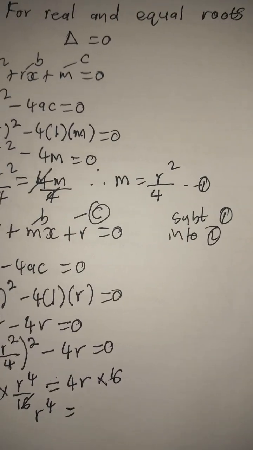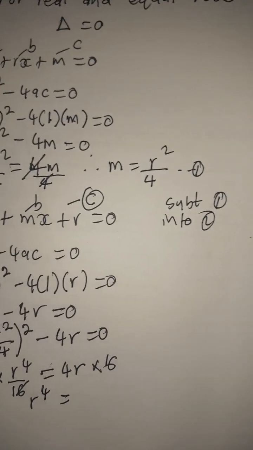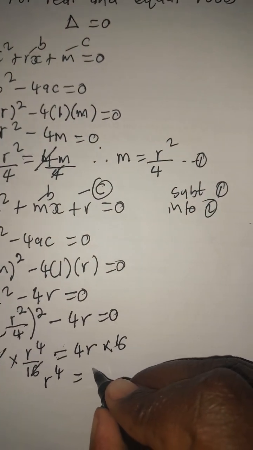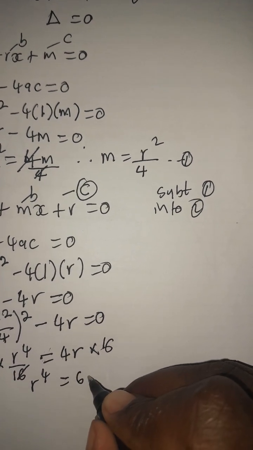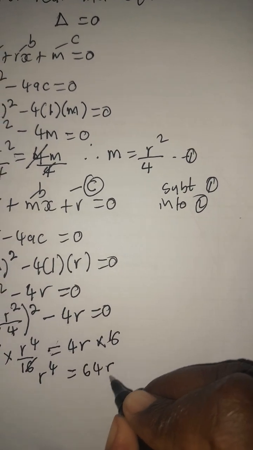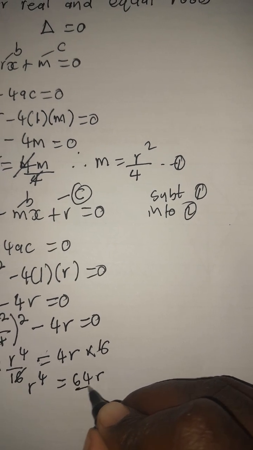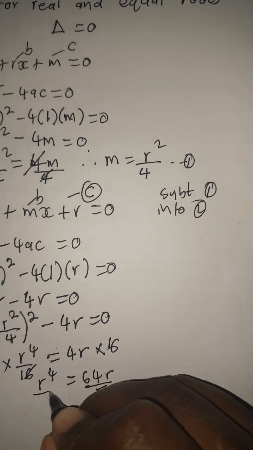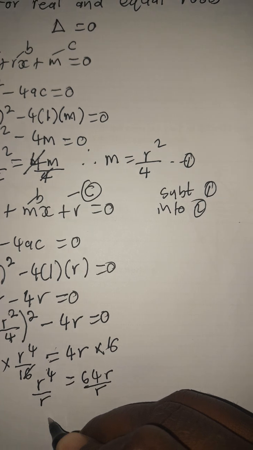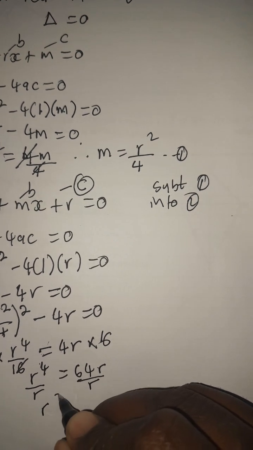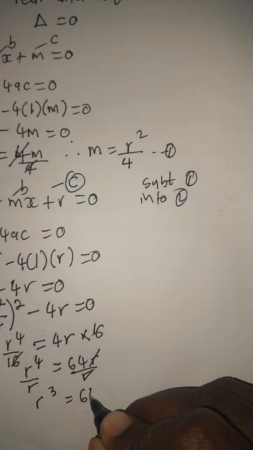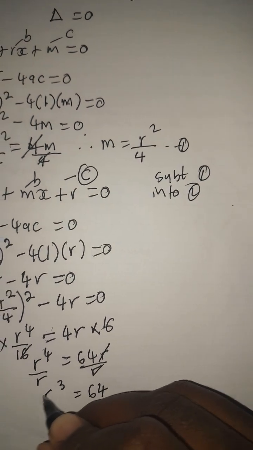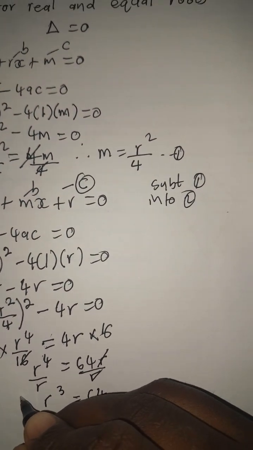Then what is 4 times 16? That will be 64r. So the best way, let's divide by r. Then same base, you subtract the exponents. 4 minus 1, that will be 3. Then we're left with this and this, they cancel. We are left with r cubed, which is equal to 64.